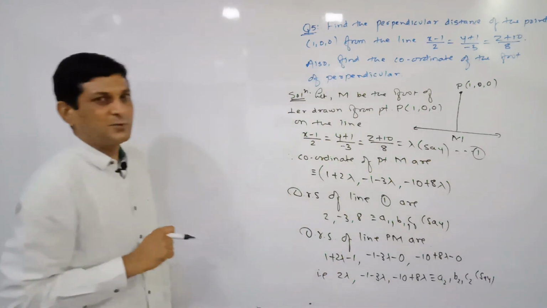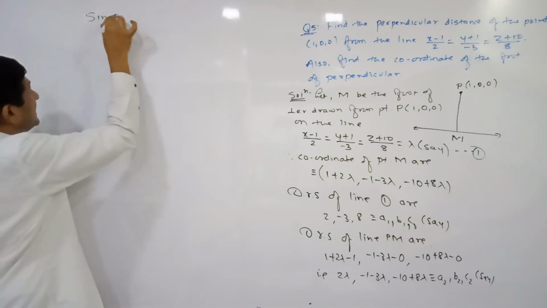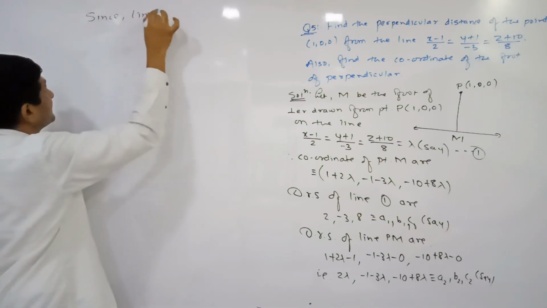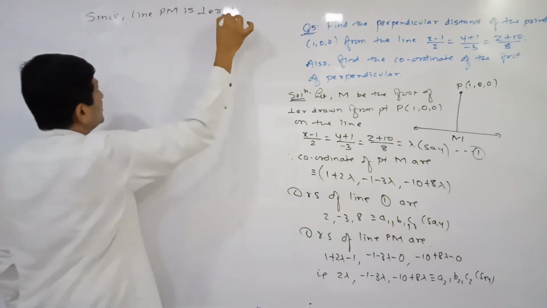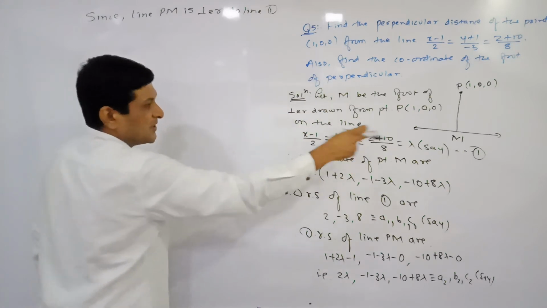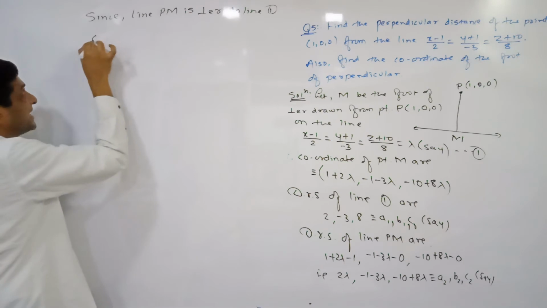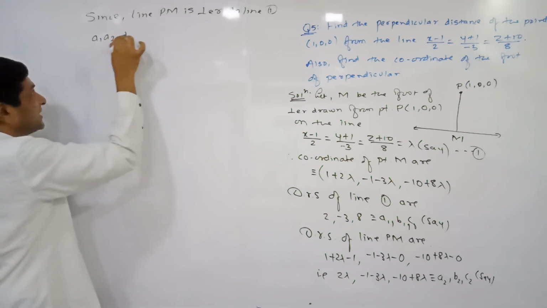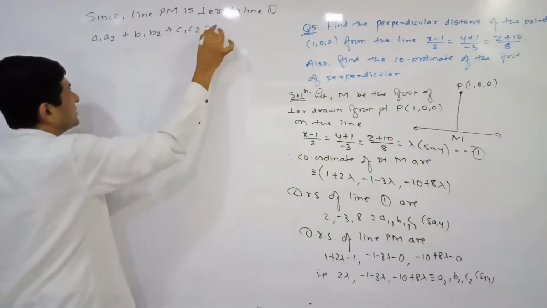Now since these two lines are perpendicular, so which two lines? That line PM is perpendicular to line first. To line first means to this line which you are denoted by equation first. Since these two lines are perpendicular, their direction ratios satisfy which condition? A1 A2 plus B1 B2 plus C1 C2 is equal to 0.